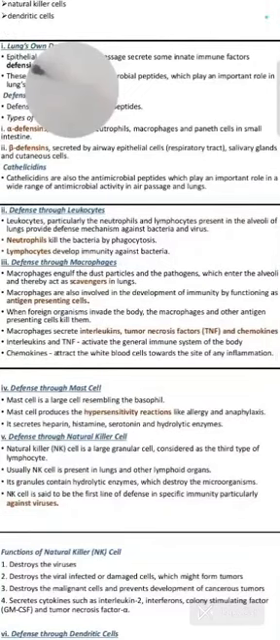Defense through leukocytes. The leukocytes, particularly the neutrophils and lymphocytes present in the alveoli of lungs, provide a defense mechanism against bacteria and virus. So the neutrophils kill the bacteria by phagocytosis. Phagocytosis is nothing but the cells that engulf the foreign particles. So the lymphocytes develop immunity against bacteria.